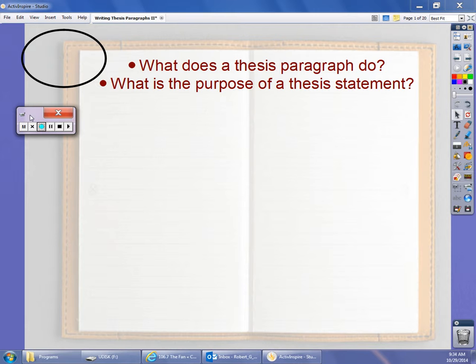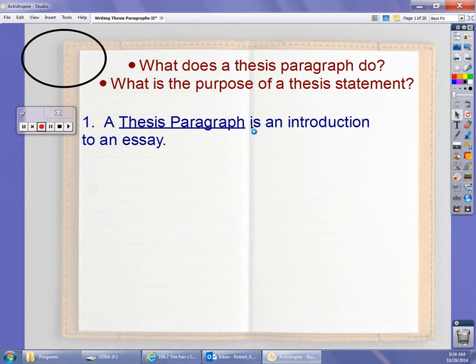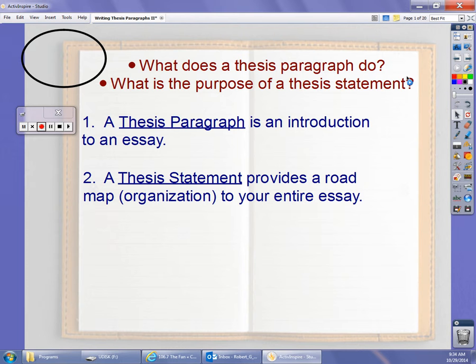We're going to be talking about what thesis paragraphs do and the purpose of a thesis statement. So we first have that a thesis paragraph is an introduction to the essay. You may have referred to this paragraph as the introduction. However, from now on, we're going to be using the terminology of a thesis paragraph. It provides a roadmap for your entire essay. A comparison I could make is that a topic sentence provides a roadmap for your paragraph, but a thesis statement provides a roadmap for your essay.